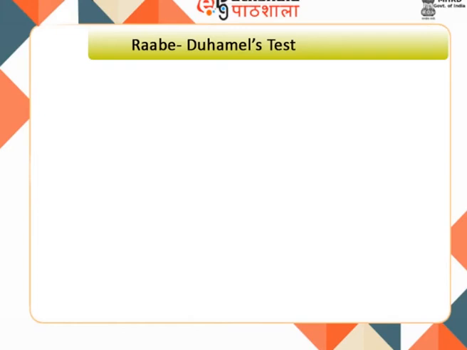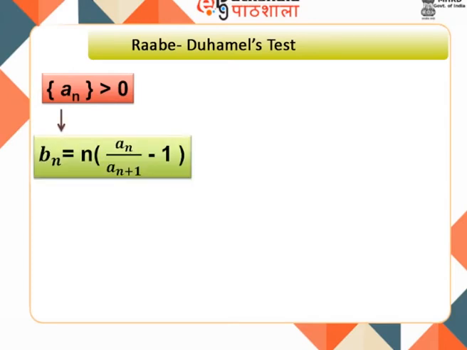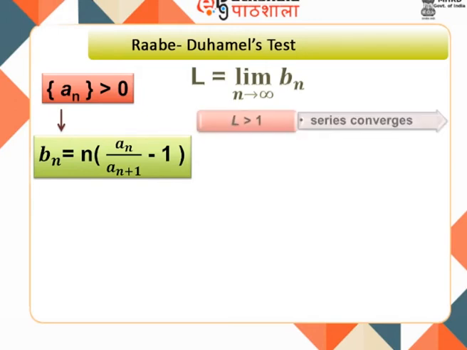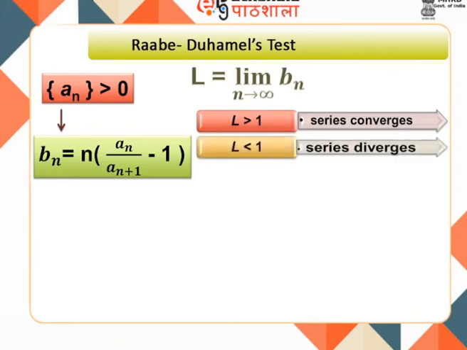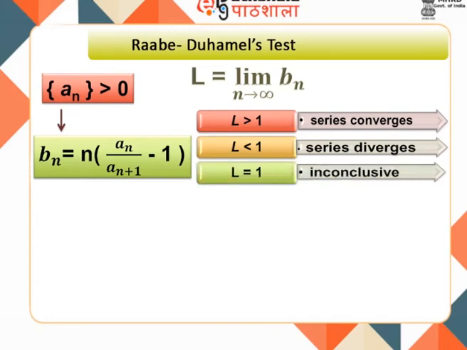Raabe-Duhamel's test. Let a_n be greater than 0. Define b_n equal to n multiplied by (a_n over a_(n+1) minus 1). If L is equal to the limit as n tends to infinity of b_n exists, there are three possibilities. If L is greater than 1, the series converges. If L is less than 1, the series diverges. And if L is equal to 1, the test is inconclusive.